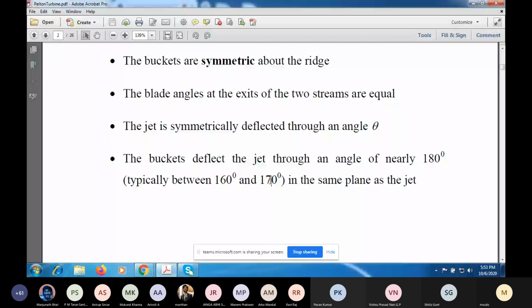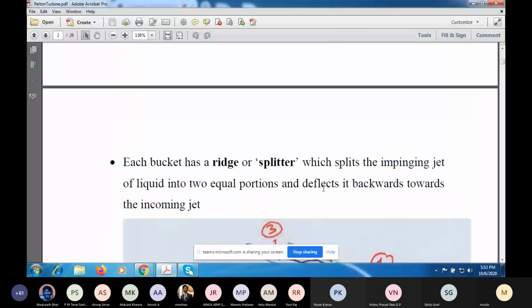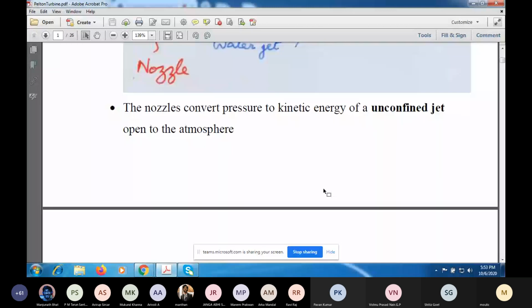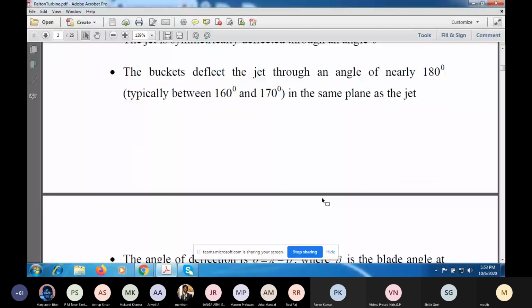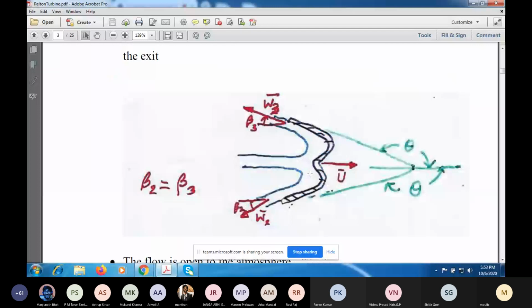So if you see angles, when I ask you to solve problems, which are say something like 165 degrees or 175 degrees, I don't have to explain that it is the angle of deflection. So the jet is coming in this way and is deflected through this angle. If I give you the blade angle, the angle will obviously be less than 90.